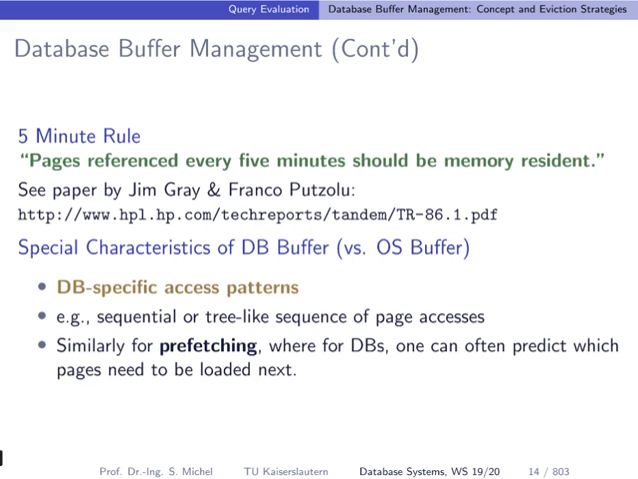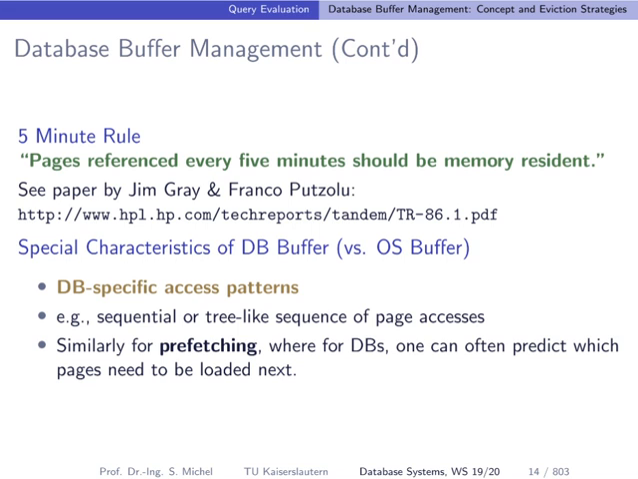Database buffer management has some differences to operating systems buffers. Databases have specific access patterns. For instance, if you want to read everything from a certain relation, select everything from relation R, for instance, then this is the sequential access pattern. So you're reading a lot of tuples from disk, one after the other of one relation. If you're using index structures like a B tree or B plus tree, then you have tree-like access patterns. And this opens also the benefit or the potential to do prefetching, because often in database systems we can predict which pages to load next.